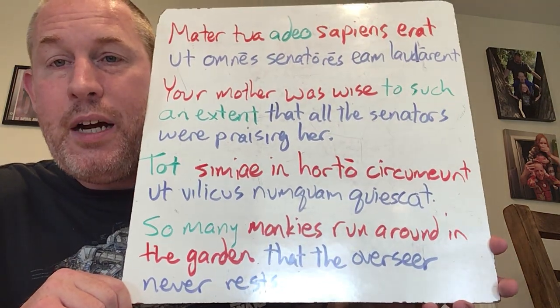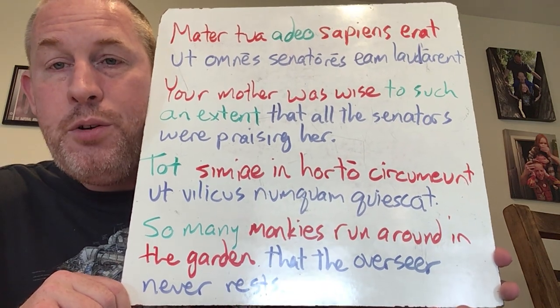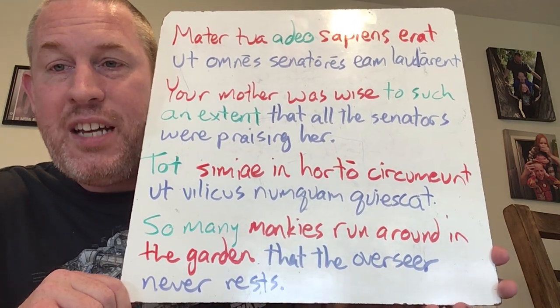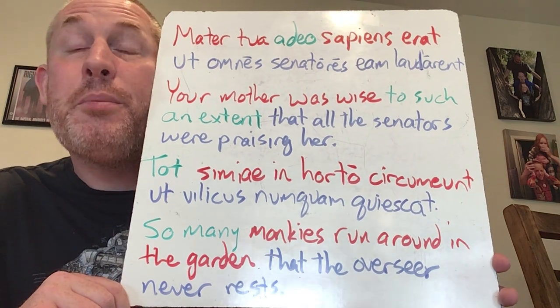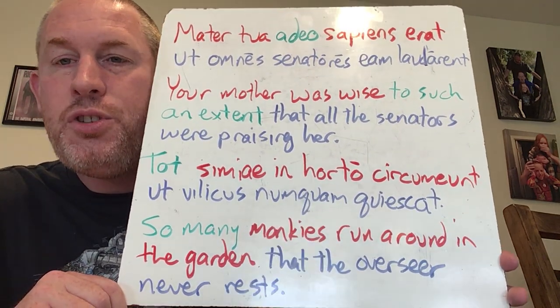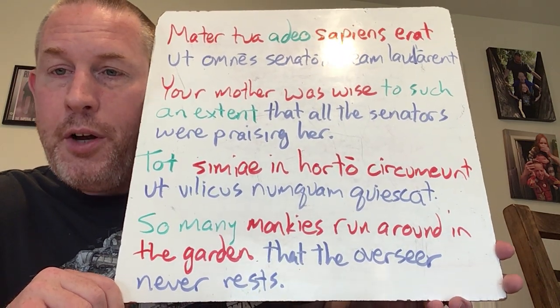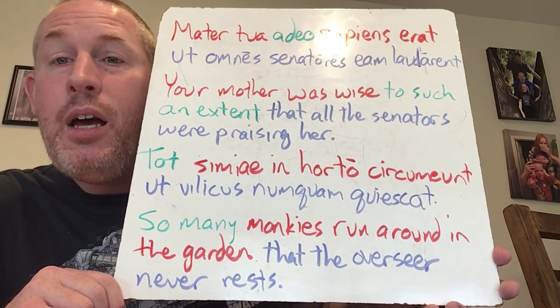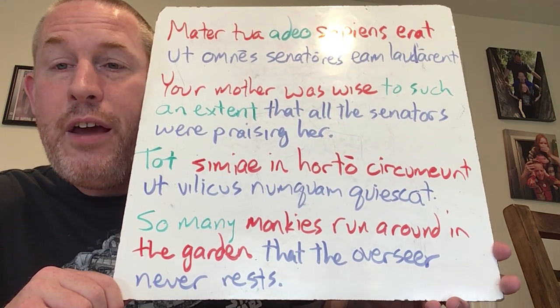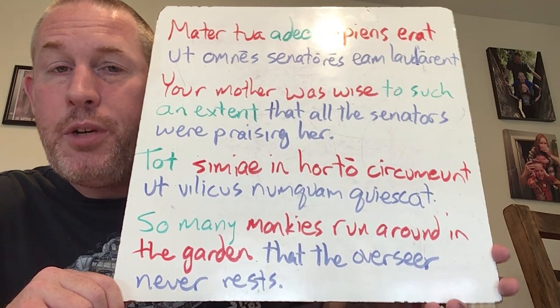Tot simiae in horto circum eunt, ut vilicus numquam quiescat. Notice I'm using multiple tenses here for you as well, so you can get used to seeing them. So many, there's your degree word, monkeys run around in the garden that the overseer never rests. That's the result of so many monkeys running around. And that's essentially it as far as ut clause result clauses.